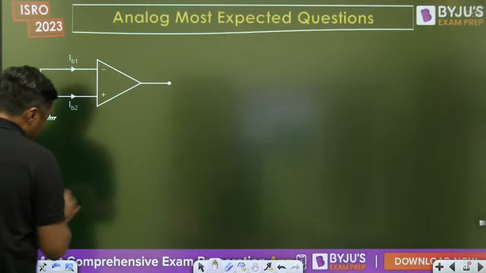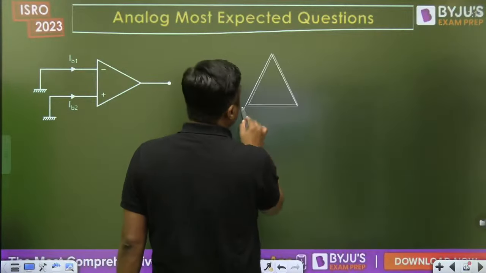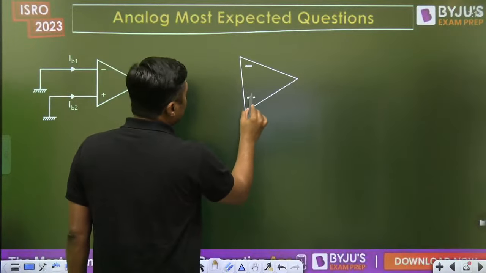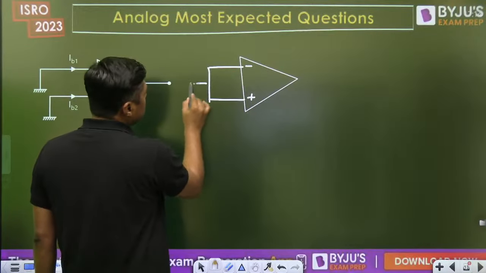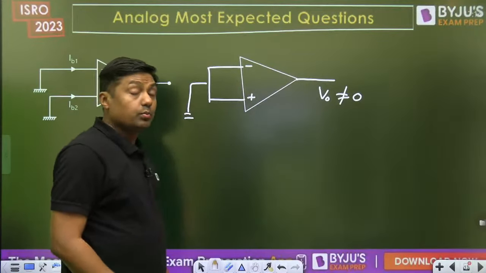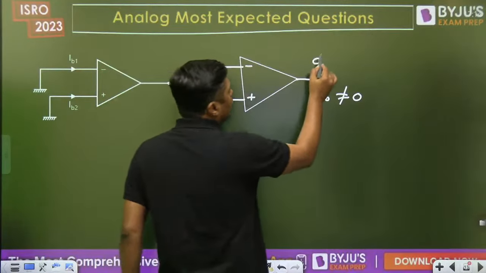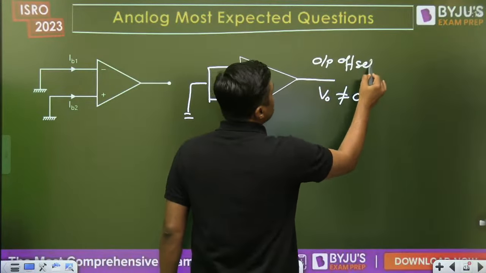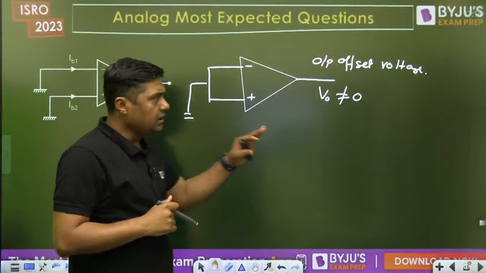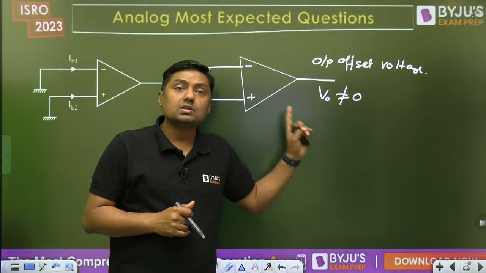Then guys, remember, if it is an open loop operational amplifier, both the terminals are connected to ground. Actually, we are not getting the output that is equal to 0, meaning we are having some output, that is called output offset voltage, when both the terminals are connected to zero. But ideally the output should be equal to zero. Then this is called what? Unbalanced output.